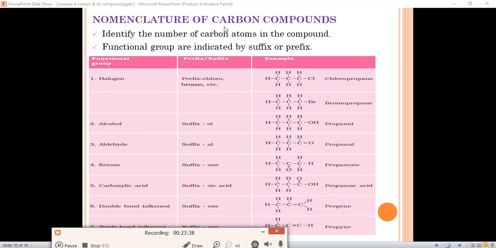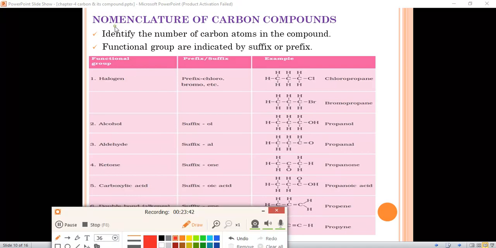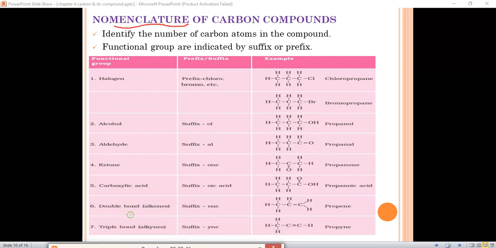Nomenclature of carbon compounds. For writing the nomenclature of carbon compounds, what do we have to do? First, we have to identify the number of carbon atoms in the compound. First, we should count the number of carbon atoms in the compound, means how many carbon atoms are there, whether it is 2, 3, 4, 5, etc. According to that, we will give the name to it. Next, we will identify the functional group. Which functional group is present, and whether we have to use that functional group as a suffix or a prefix.